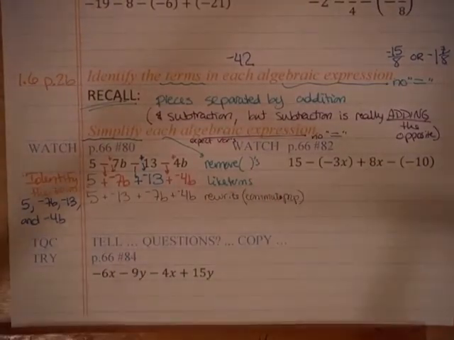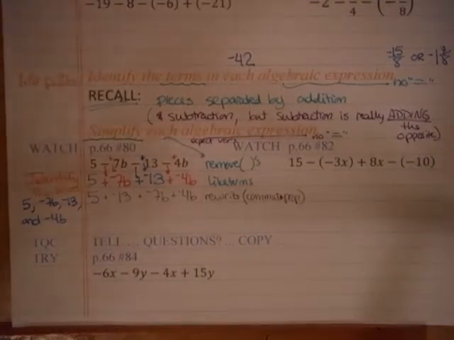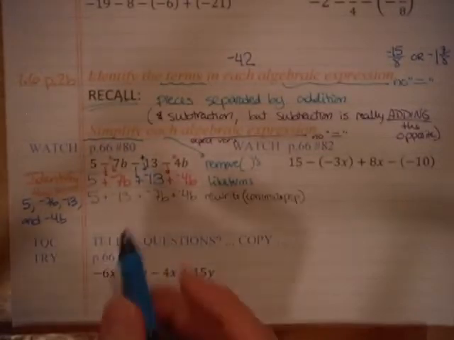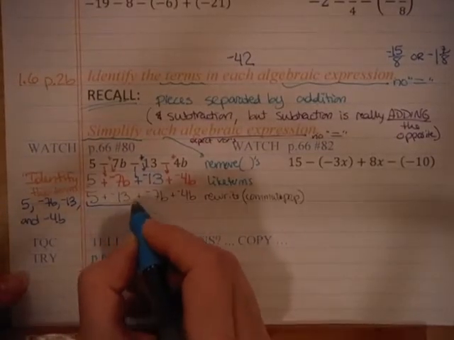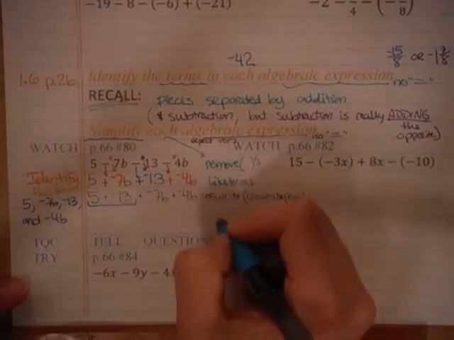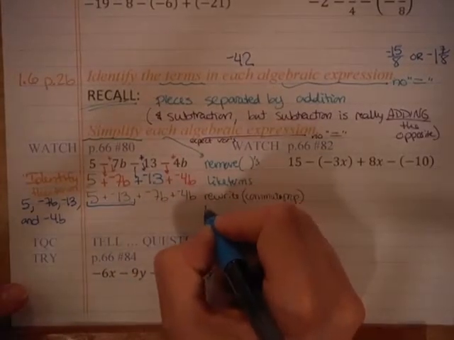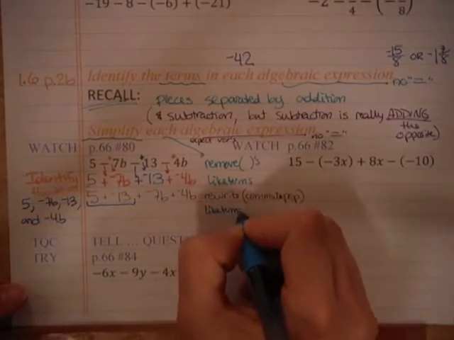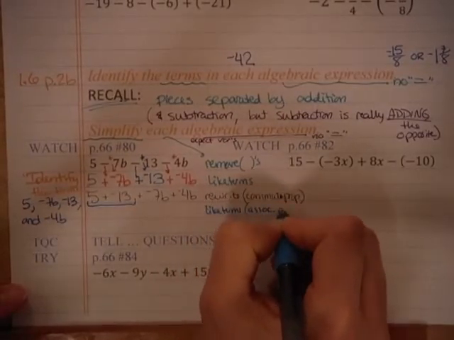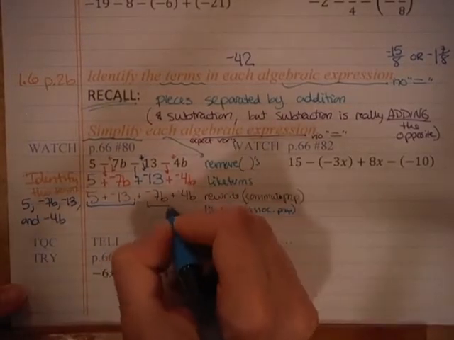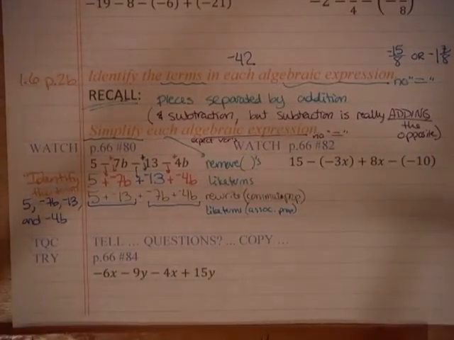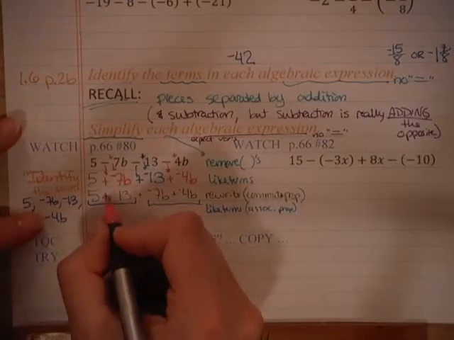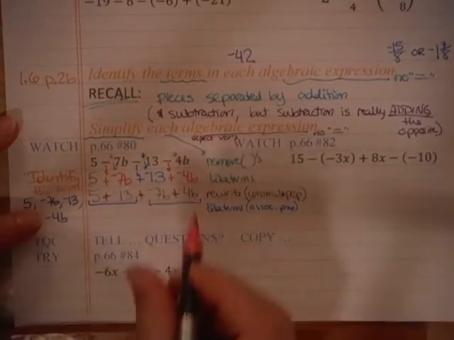Commutative property of addition, if you want the official title. And then we can take it left to right here, because we've got like terms grouped together. Then we can combine like terms, and that's because of the associative property. We can group together what we choose, because again, it's all addition here. We've got adding, we've got adding, we've got adding.